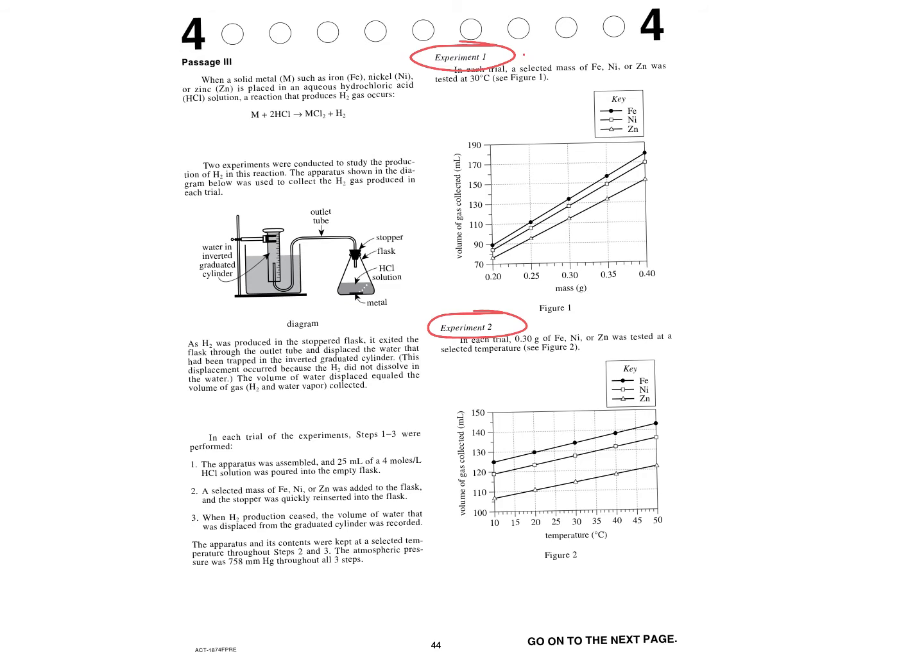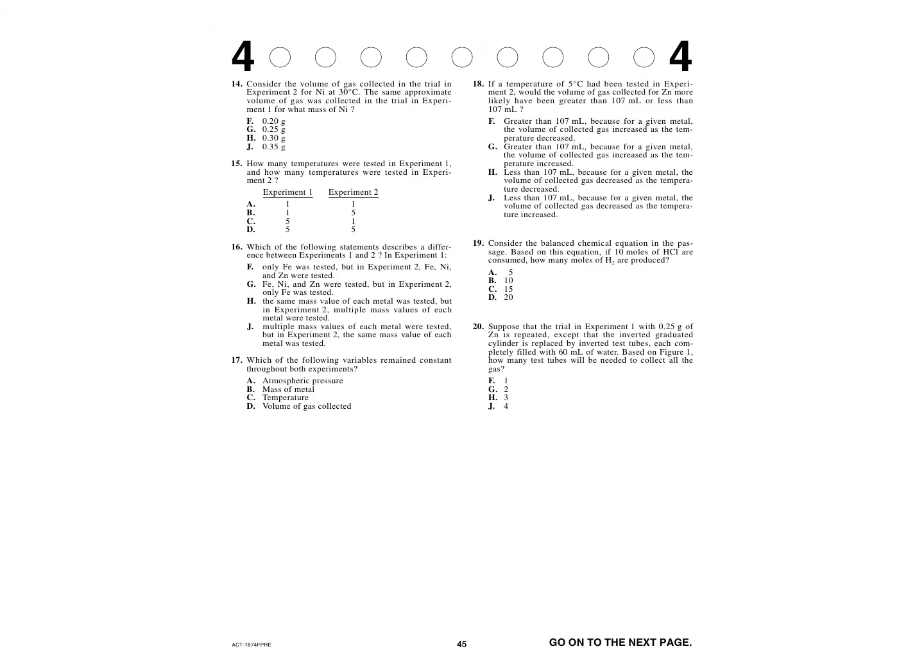The y-axis in both is still volume of gas. But on the x-axis in figure 1, it's mass, and on the x-axis in figure 2, it's temperature. So in one experiment, they're changing mass, and the other experiment, they're changing temperature. It's still data representation, but there are changes. Sometimes the questions are going to deal with one experiment. Other times they're going to deal with comparisons. Okay, comparisons. So sometimes you've got to be able to analyze both. So let's look at the questions here for this one.